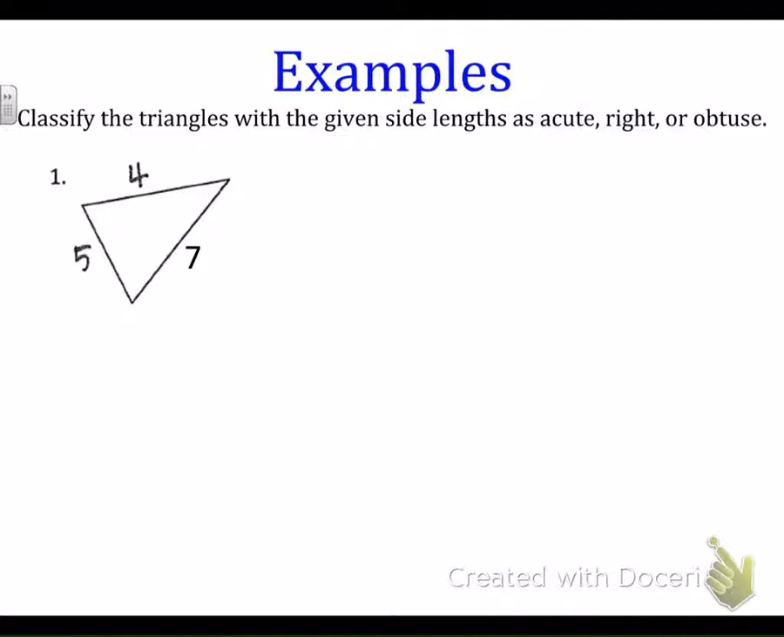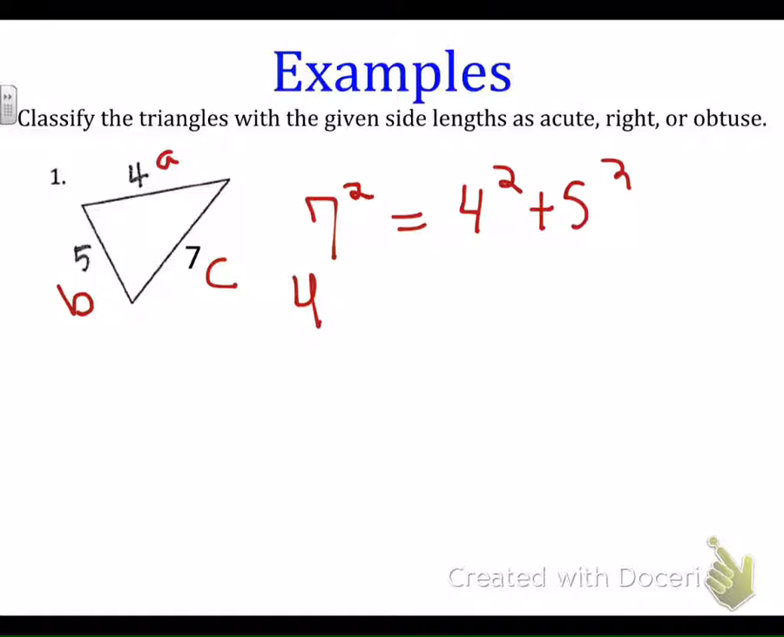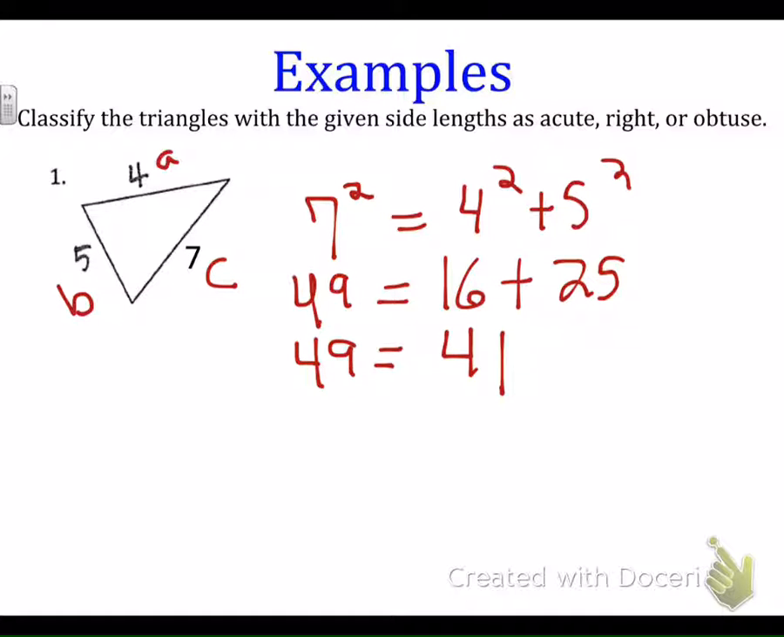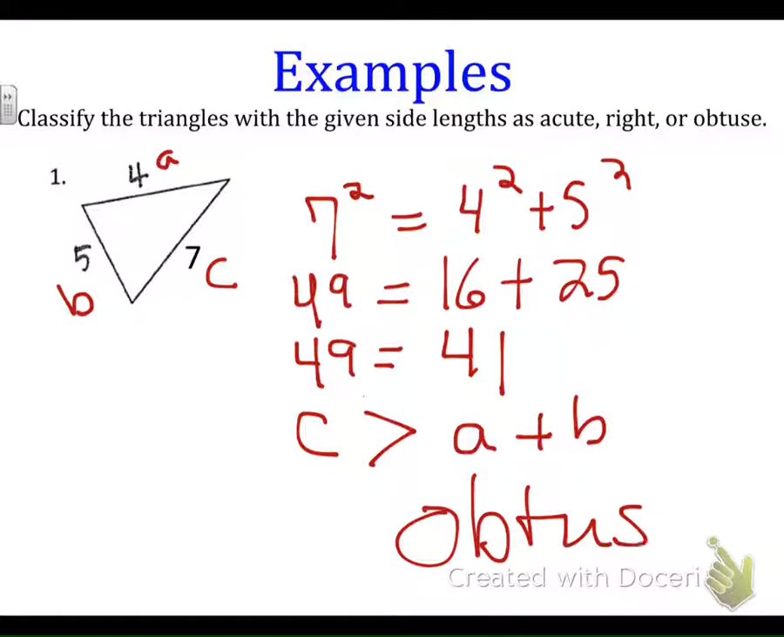Alright, so we need to identify our a, our b, and our c. So we'll call 4 our a, 5 our b, 7 our c. So is 7 squared equal to 4 squared plus 5 squared? So 49 is equal to 16 plus 25. Okay, so 49 is not equal to 41. Now, if our c side is greater than the a plus b, then the triangle is obtuse.